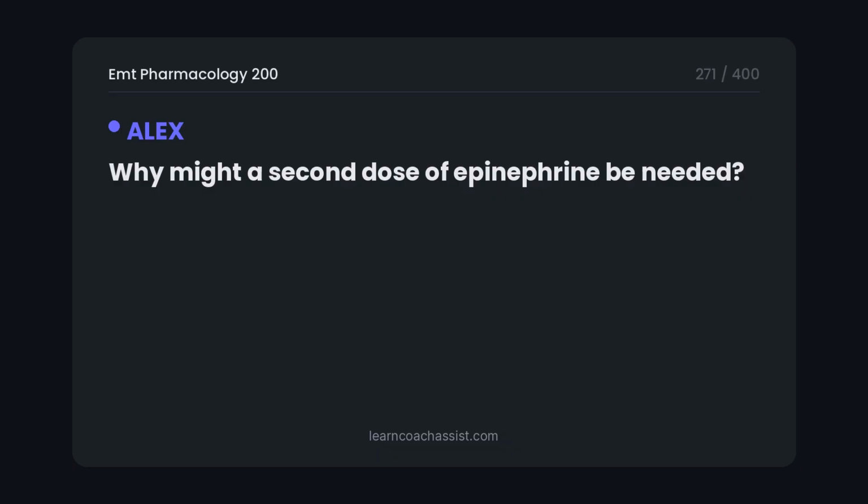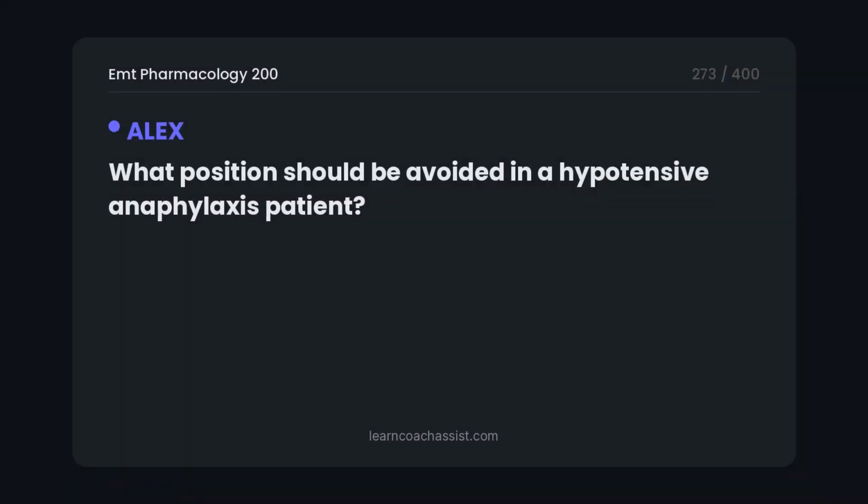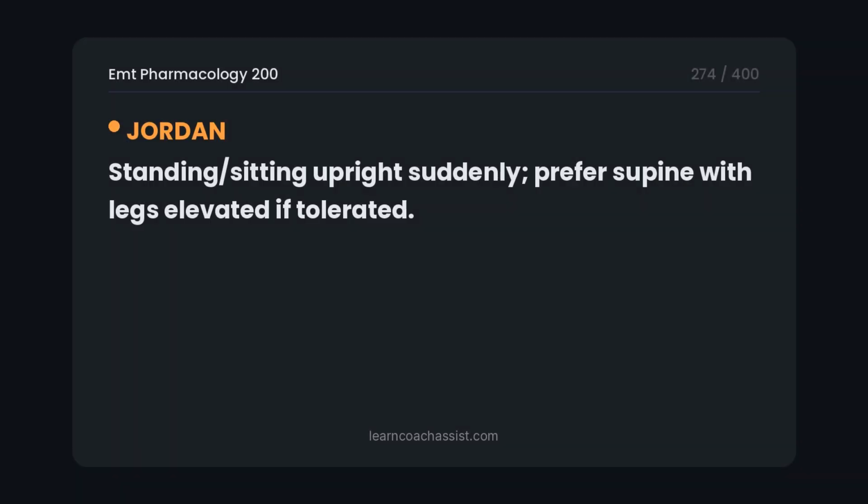Why might a second dose of epinephrine be needed? Its effects are short-lived, 10 to 20 minutes, and symptoms can recur or persist. What position should be avoided in a hypotensive anaphylaxis patient? Standing/sitting upright suddenly, prefer supine with legs elevated if tolerated.